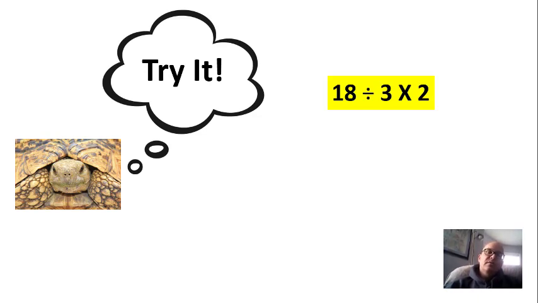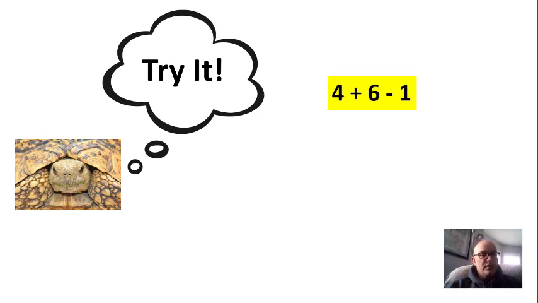That's right, division comes first. Multiplying and dividing, division is on the left, so we start with it first. Look at that. 18 divided by 3 is 6, and then you just go times 2. It's 12. Okay, try this one.